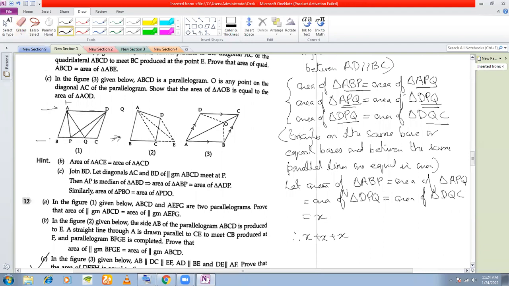This triangle is X, right? This triangle here is X, right? And this triangle here is also X. That means, can I say X plus X plus X plus the area of this triangle is equal to the area of the parallelogram? Can we say? Yes, sir. We can say. Then X plus the area of triangle APD must be equal to the area of parallelogram ABCD.